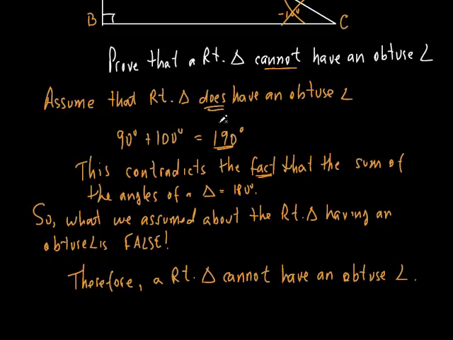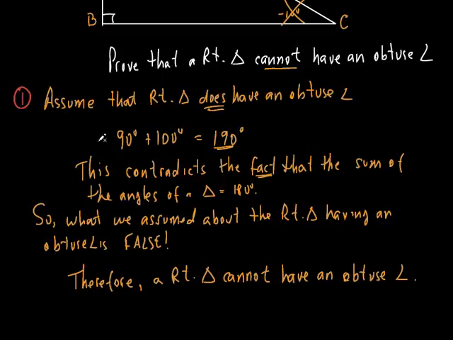And that's basically how we write the proof. Notice, there's no two columns, there's no statements, reasons. It's basically this. What's our first step? Our first step is to assume the opposite. Assume that it does. See, we're trying to prove that it does not have, I put cannot, you can put does not have an obtuse angle. So I assume the opposite, that it does have an obtuse angle.